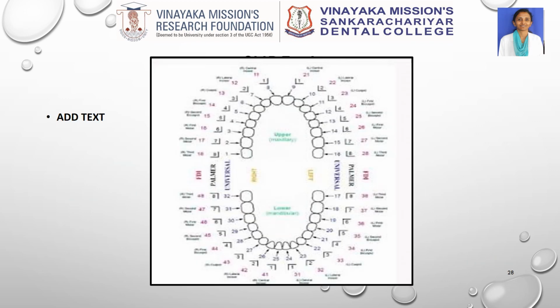This is a picture showing all the three systems together in one picture. The first, the outermost, shows the FDI, the second shows the Palmer, and the third shows the universal type of numbering system.